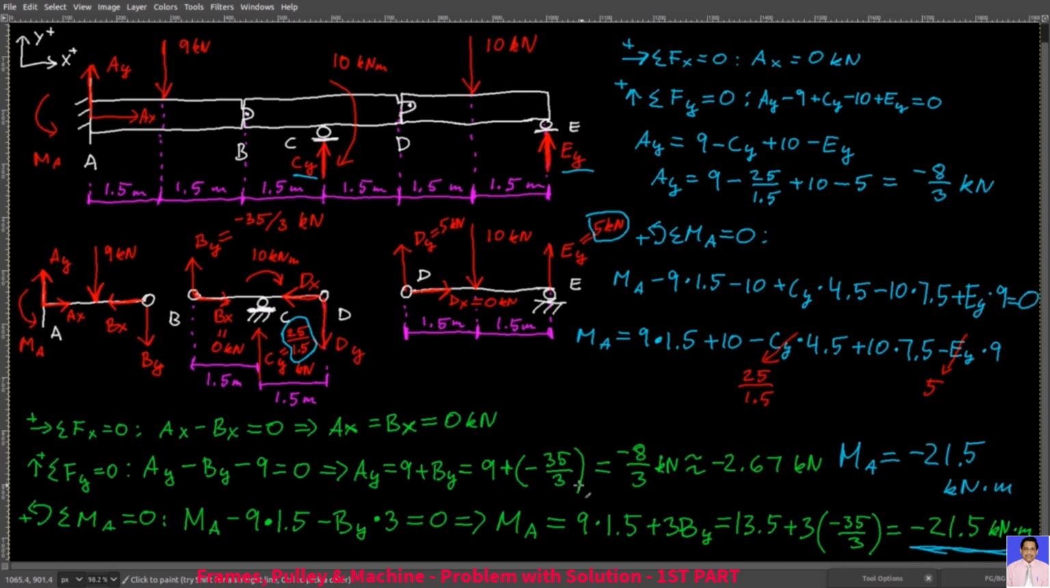Then you get the same Ay, it's minus 8 over 3 kilonewtons, and here as well, minus 8 over 3 kilonewtons, and also Ax equals 0 kilonewtons, and also here it equals 0 kilonewtons. So it's your choice whether you take this approach or this approach. That's how you solve problems concerning frames and machines.